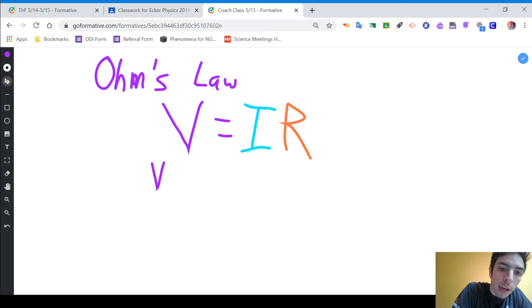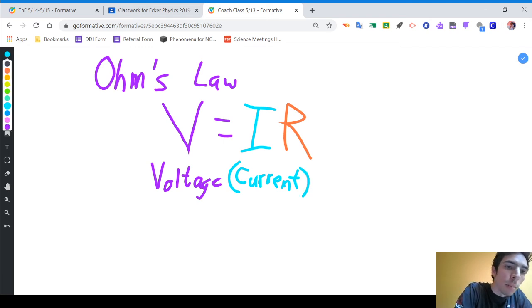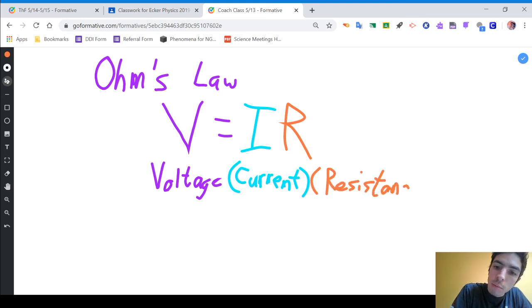So in our equation we have V for voltage is equal to I, which is strangely for current, and it's current times, more predictably, R for the resistance. This equation gives us a relationship between those three most important quantities that we talked about on Monday of this week: voltage, current, and resistance.